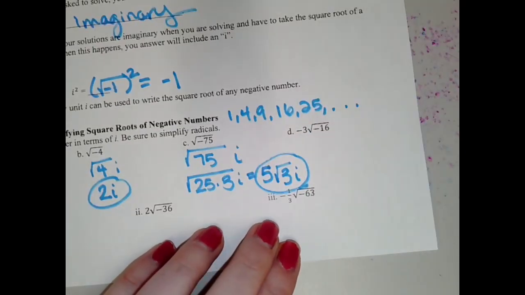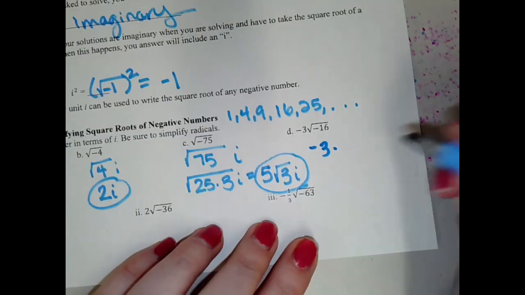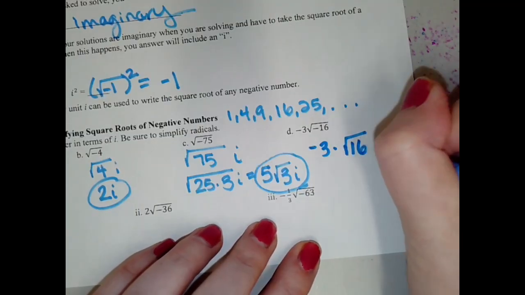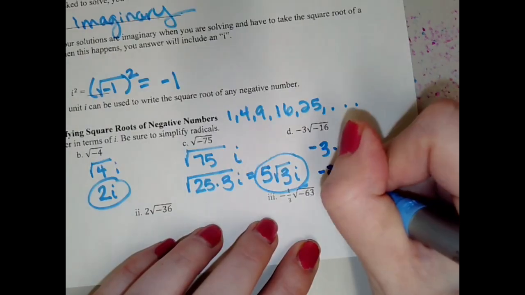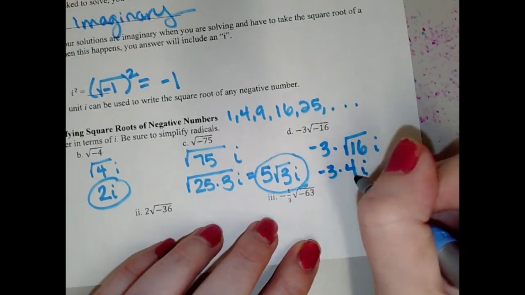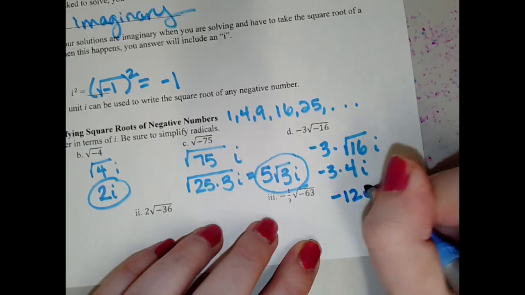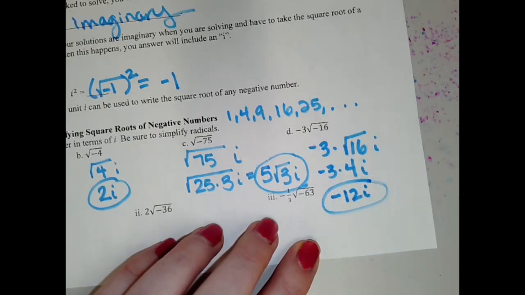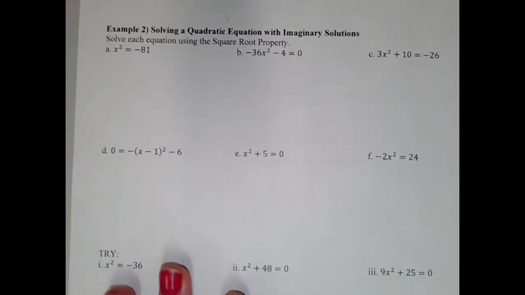If you ever have a number out front, it's important you recognize this is multiplication, so it's -3 times the square root of -16, which is the square root of 16 times i, since I had the square root of a negative number. And then you would simplify like normal. The square root of 16 is 4, so I have -3 times 4i. These two are like terms. I can multiply -3 and 4 to get -12, and I'm still multiplying by that i. I'm going to leave the try problems for you to attempt, and we're going to go ahead and move on to example 2.